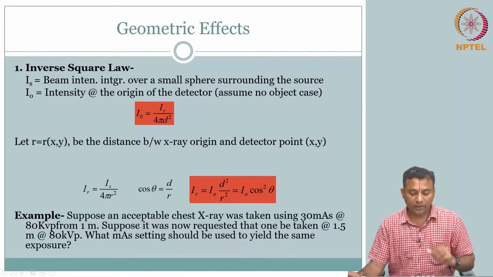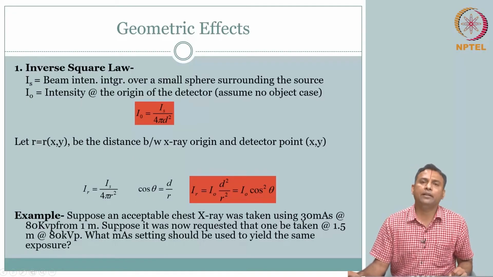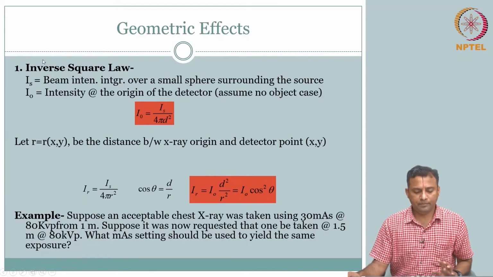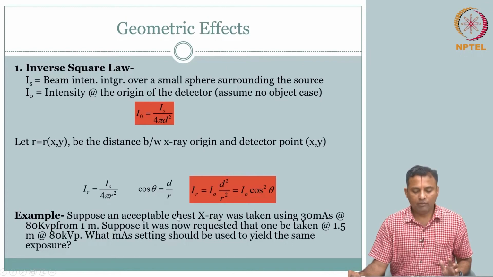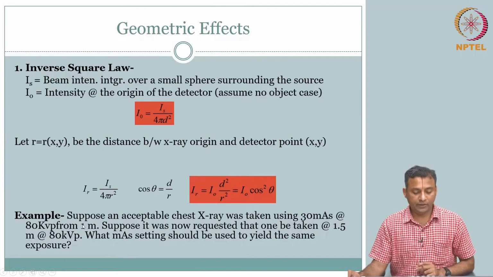So, why is this important? This inverse square law per se, just an example here, is very commonly used, because it is a very common scenario. So, you have an acceptable chest X-ray, they have some setting, 30 milliampere second at peak voltage applied is 80 kilovolts. This is your X-ray tube configuration. So, now the person is standing at 1 meter.